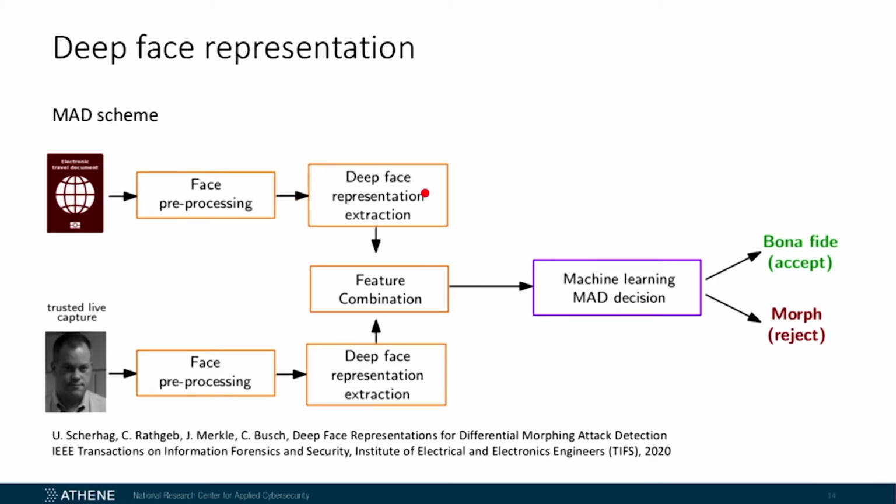And in the next step, I use the deep feature extraction of a face recognition system, obtain those features, combine them, and use machine learning to derive the decision if it's a bona fide or a morphed image. If you're interested in the detailed implementation, we published at TIFS, the Transactions on Information Forensics and Security, about this, where we describe in detail how this works.